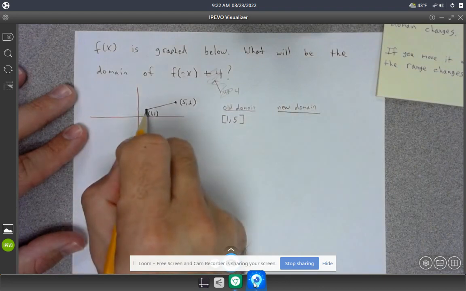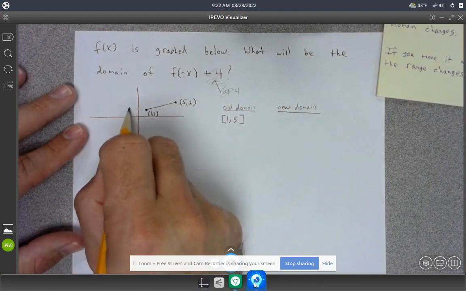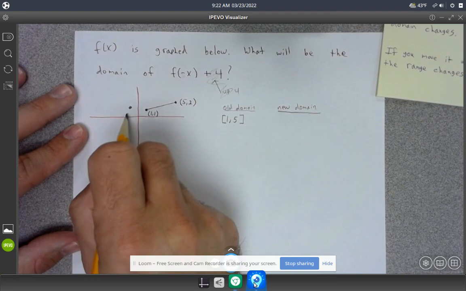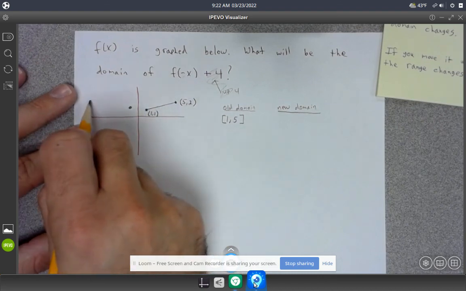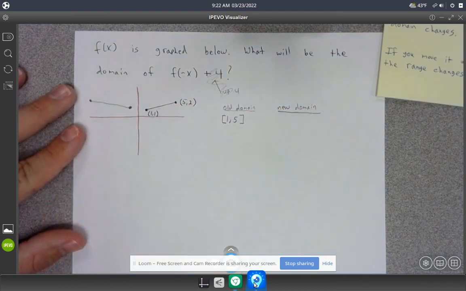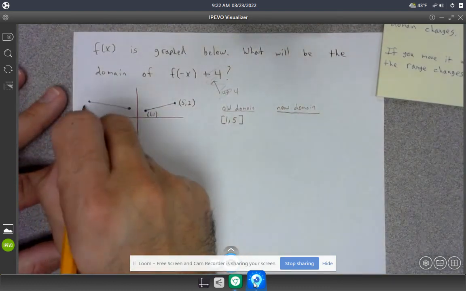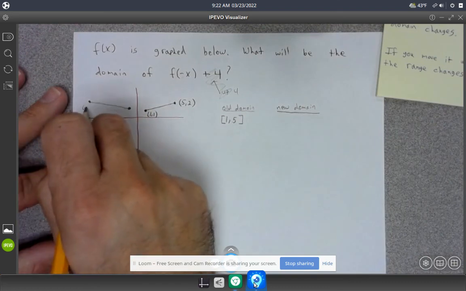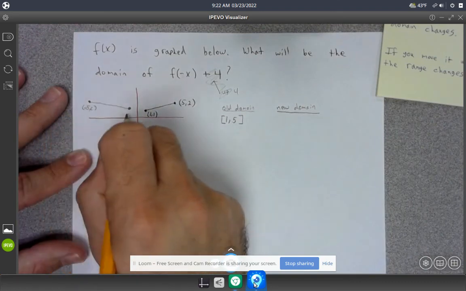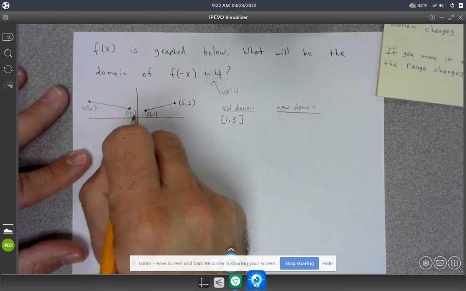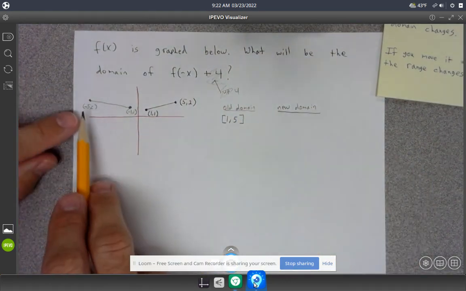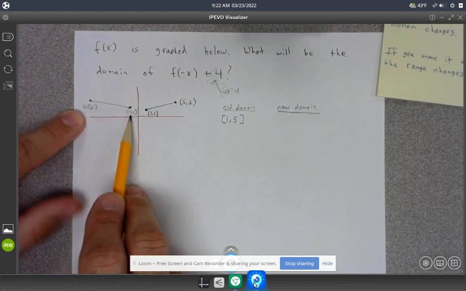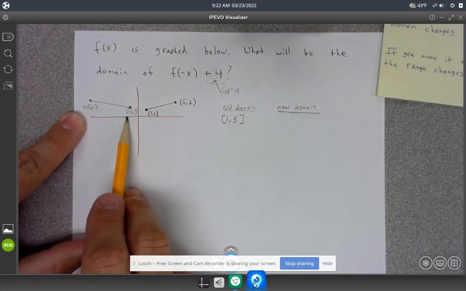So if we reflect each of these points over, this would be negative 1 comma 1 now. And then the 5 comma 2 would get reflected over here somewhere. So this would be the reflection across the y-axis. It's not perfect, but anyway. Negative 5 comma 2, negative 1 comma 1. And you can see from the picture what the domain would be. It would be negative 5 to negative 1. That's how far left and right this thing stretches.